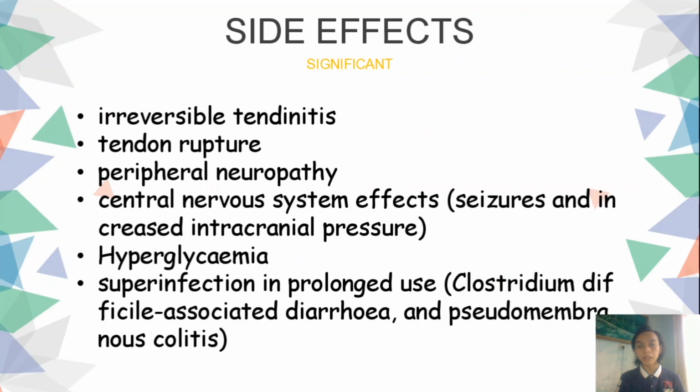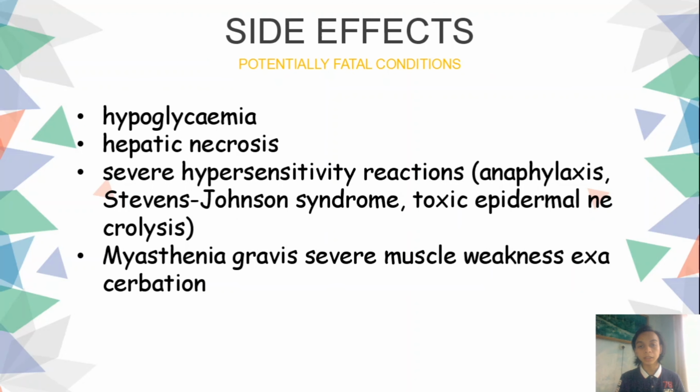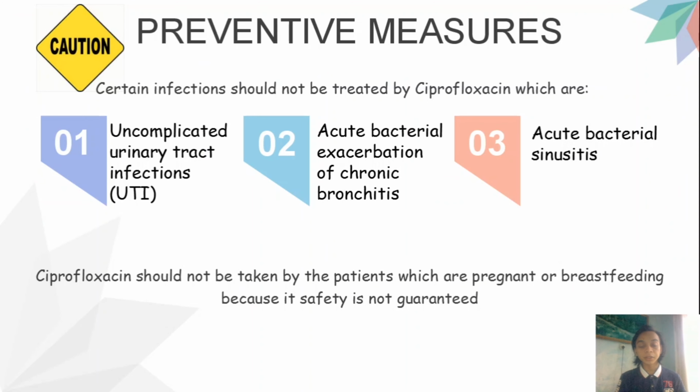Mechanism of action and side effects will be explained by KHALIS. Certain infections should not be treated by ciprofloxacin, which are uncomplicated UTI, acute bacterial exacerbation of chronic bronchitis, and acute bacterial sinusitis, because the patient will have serious side effects. Ciprofloxacin should not be taken by patients who are pregnant or breastfeeding, because it may cause a negative effect to the babies. That was for me.